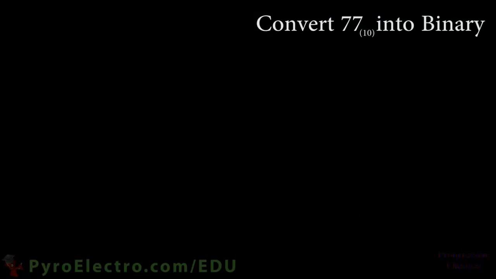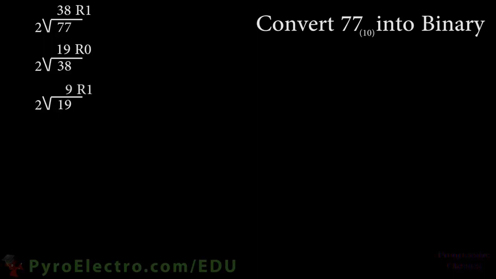For another example, we'll take a larger number, 77, and convert it to binary. To do that, we'll use the same process as before. 77 divided by 2 equals 38 remainder 1. Bring the 38 down. 38 divided by 2 equals 19 remainder 0. Bring the 19 down. 19 divided by 2 equals 9 remainder 1. Bring the 9 down. 9 divided by 2 equals 4 remainder 1.